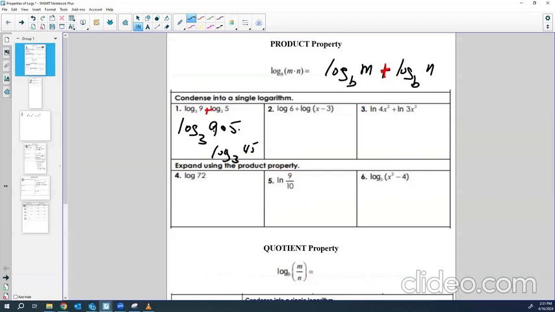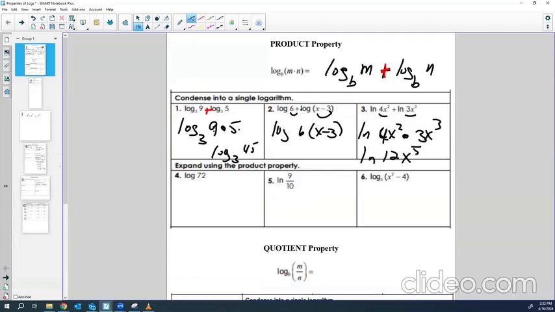All right, let's look at number 2. Again, same thing. There's a plus between logs, so I'm going to multiply the arguments. That's going to give me log base 10 of 6 times x minus 3. Again, I'm going to multiply these two, so it's going to be ln of 4x squared times 3x cubed. When we combine these, we're multiplying with exponents, so 4 times 3 is 12, and the exponents, I'm going to add: 2 and 3 is 5. That gives me ln of 12x to the 5th.